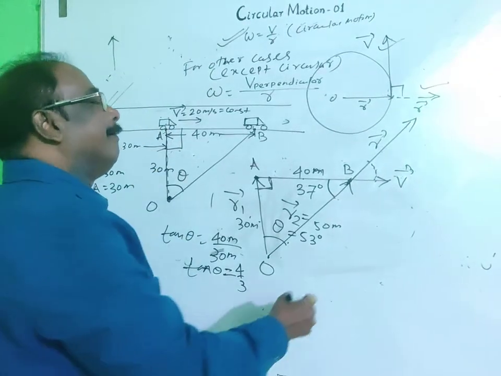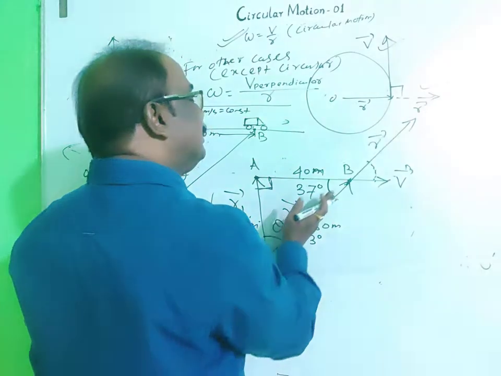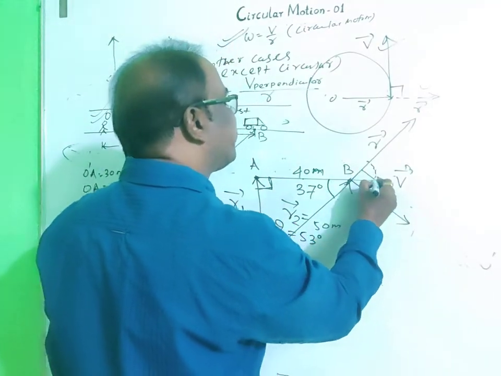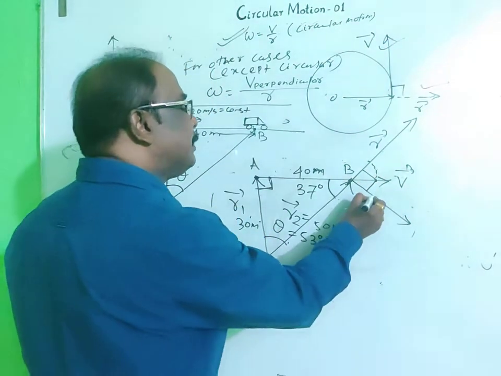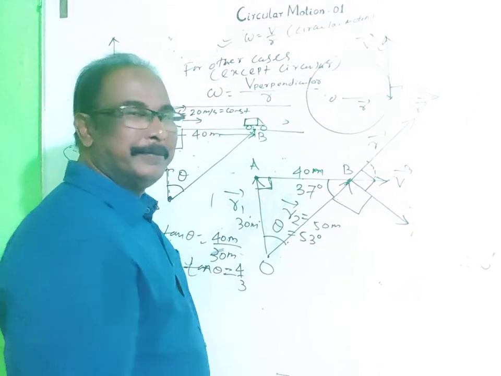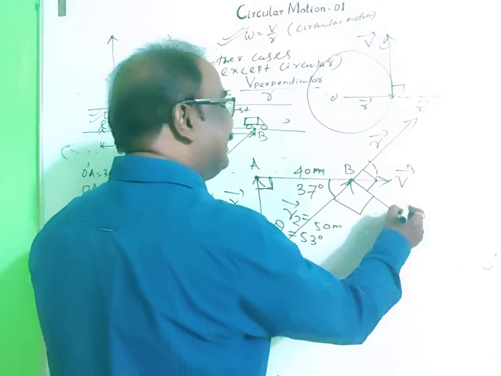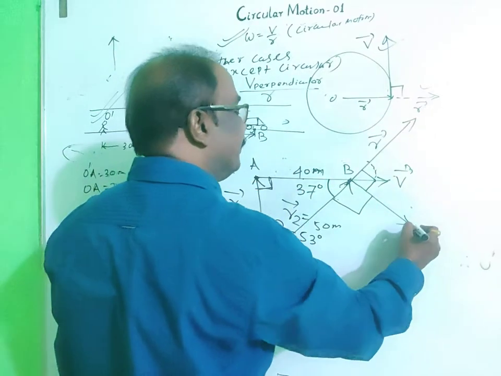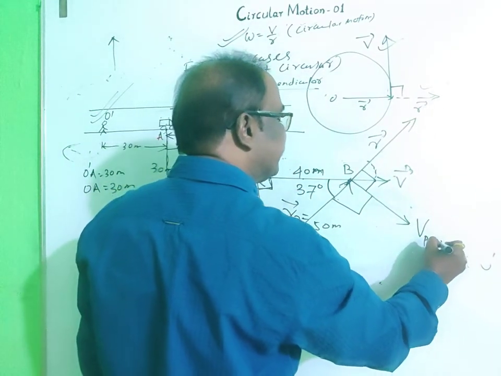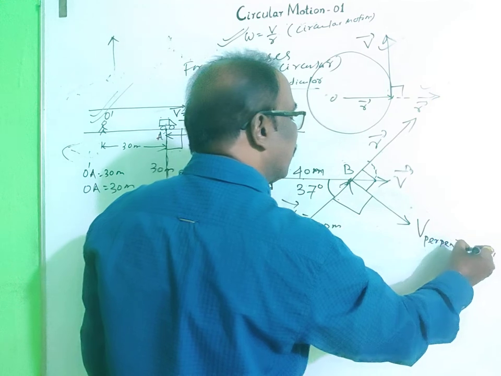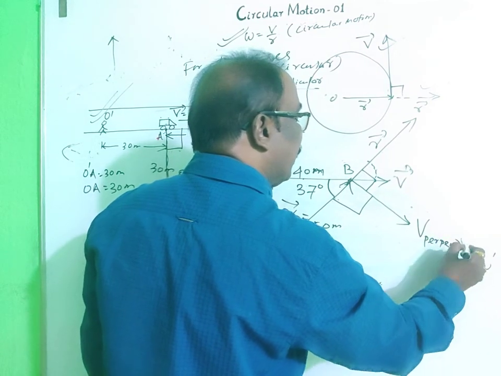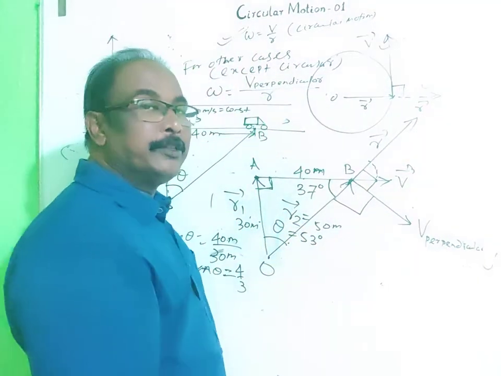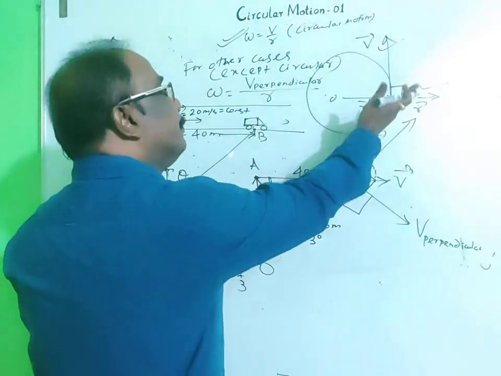Okay, then this is the direction of velocity, this is the direction of position vector. Draw a line perpendicular. This angle is 90 degree, so obviously this angle is 90 degree. Then this is the component of velocity perpendicular to the position vector. Then this is the perpendicular component. What is V perpendicular? That means perpendicular to the position vector.